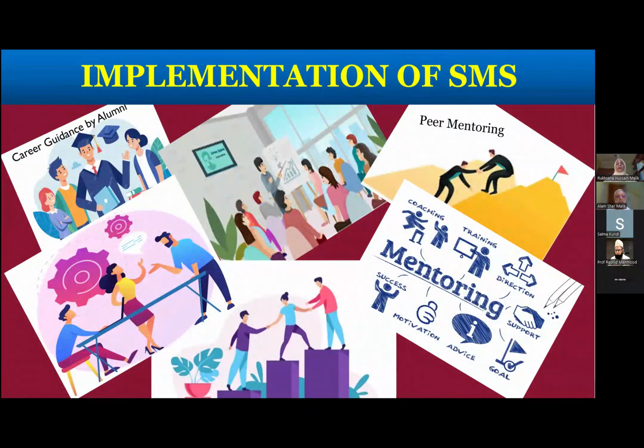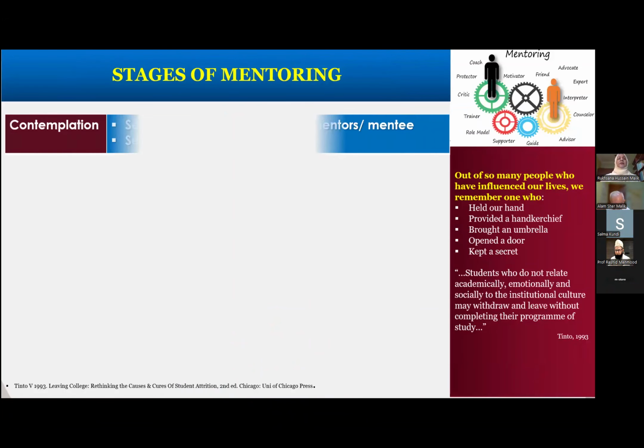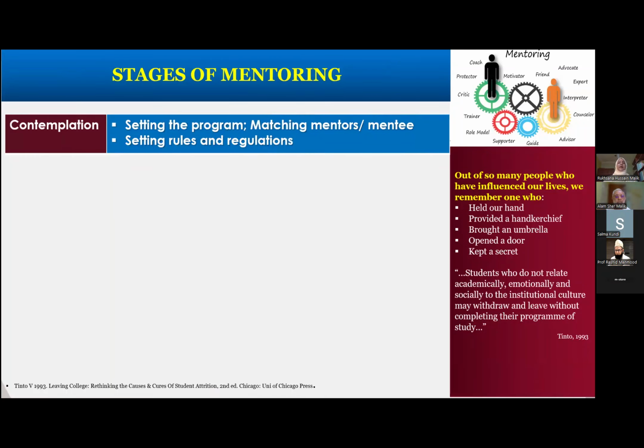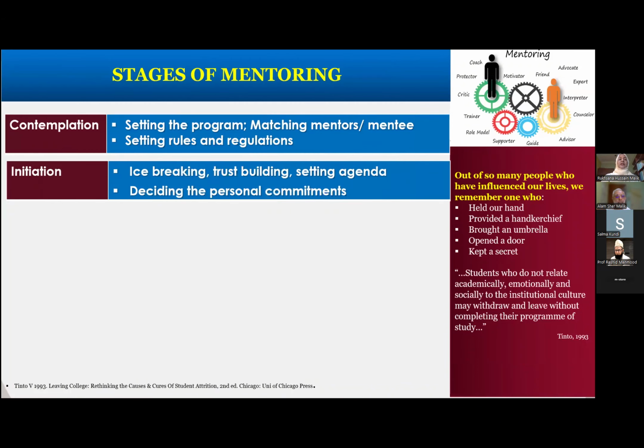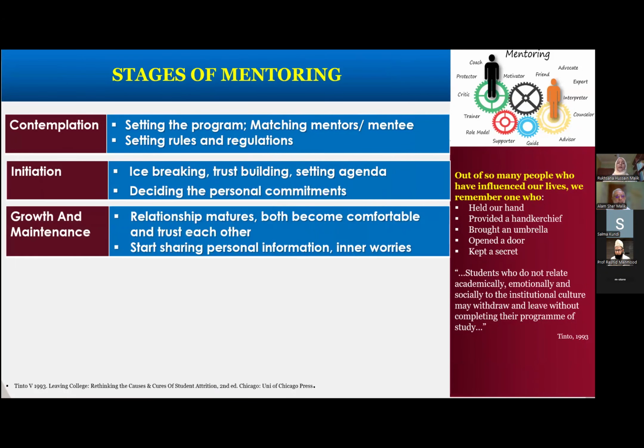The next is the implementation of the student mentoring system. We have started with the compilation, setting the program, matching the mentors and mentees, setting rules and regulations. The initiation is with the ice breaking, trust building, setting agendas, and deciding the personal commitments. Then growth and maintenance of the mentoring comes. The relationship matures, both become comfortable and they start trusting each other.